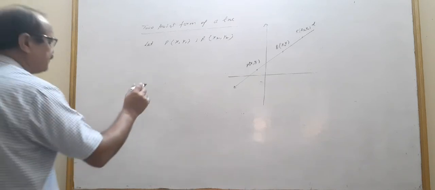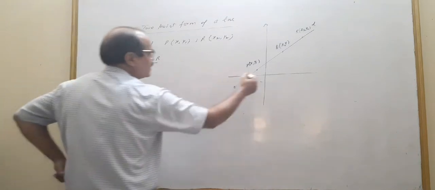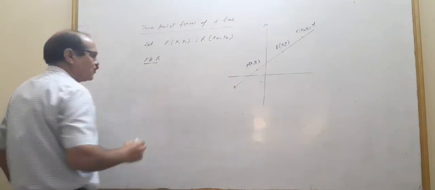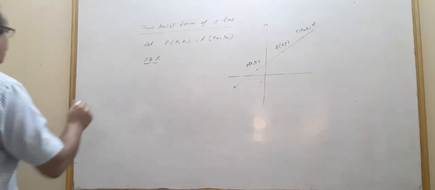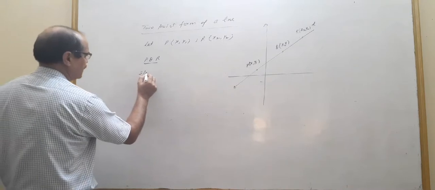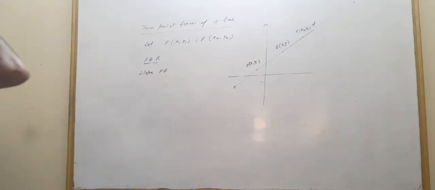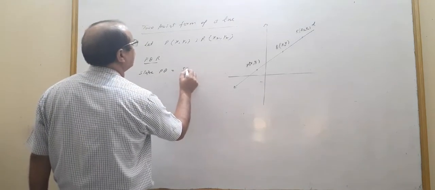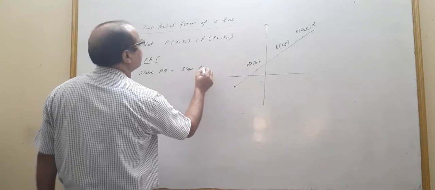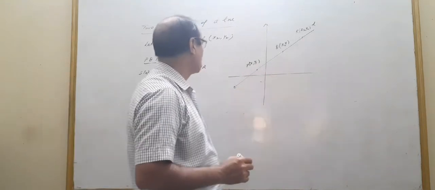If P, Q, R are collinear, that is, they lie on the same line, then the slope of line PQ must be equal to the slope of line PR. So the points P, Q, R are collinear if the slope of PQ is equal to the slope of PR.